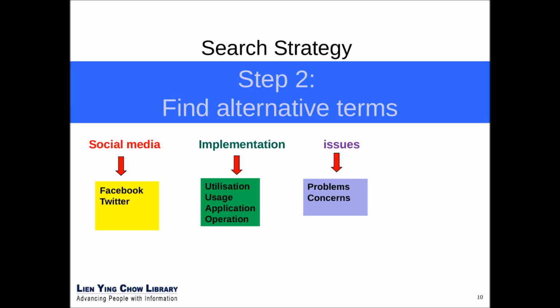Well, why are we so concerned of alternative terms? This is because different authors depict each word differently in their articles, although they are of the same meaning. For instance, author A may use the word implementation in his article. Author B may call the word utilization, but they mean the same thing. So if you use the word implementation to search, you will miss out on all articles with the word utilization.